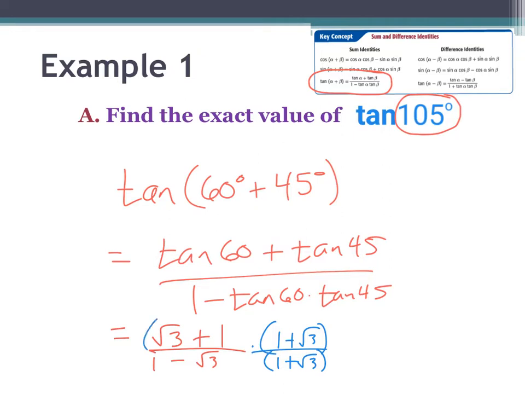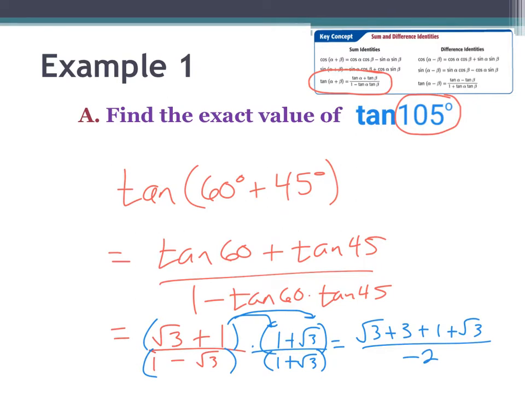And so if I FOILed the top, if you do that carefully, first ends up being square root 3, outside ends up being 3, square root 3 times square root 3. The inside terms ends up being positive 1, and then the outside term, or the last term, ends up being positive square root 3. On the bottom, the reason that we do conjugates on the bottom, because it doesn't leave us with any radical symbols on the bottom. In fact, if you FOILed the bottom out carefully, you should have got, I believe, -2 as an overall answer for the denominator part.